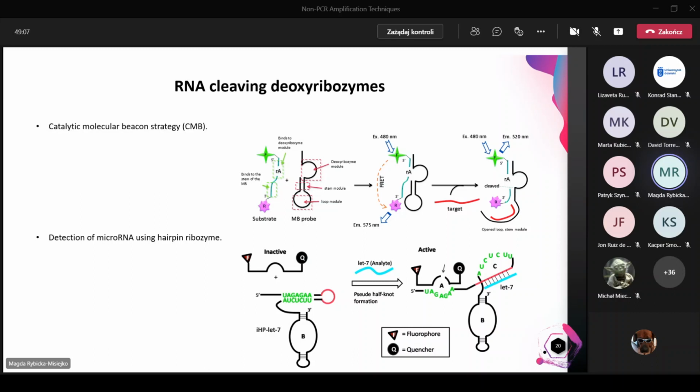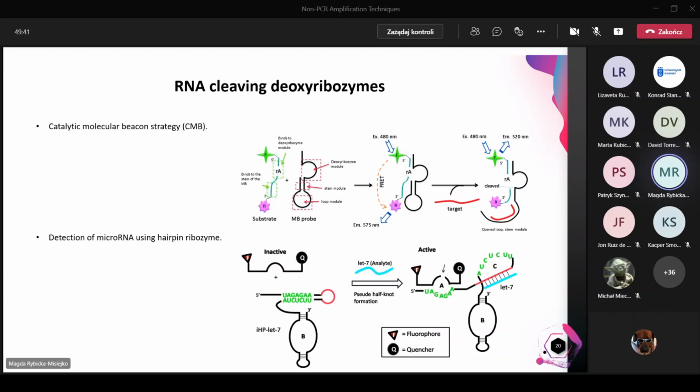These methods include the catalytic molecular beacon strategy and the detection of RNA using hairpin ribozymes. In the first, catalytic molecular beacon strategy, by binding of the target gene, the inactivated stem loop molecular beacon probe is opened, and the fluorescent label substrate is cleaved, resulting in a change in the fluorescence profile.